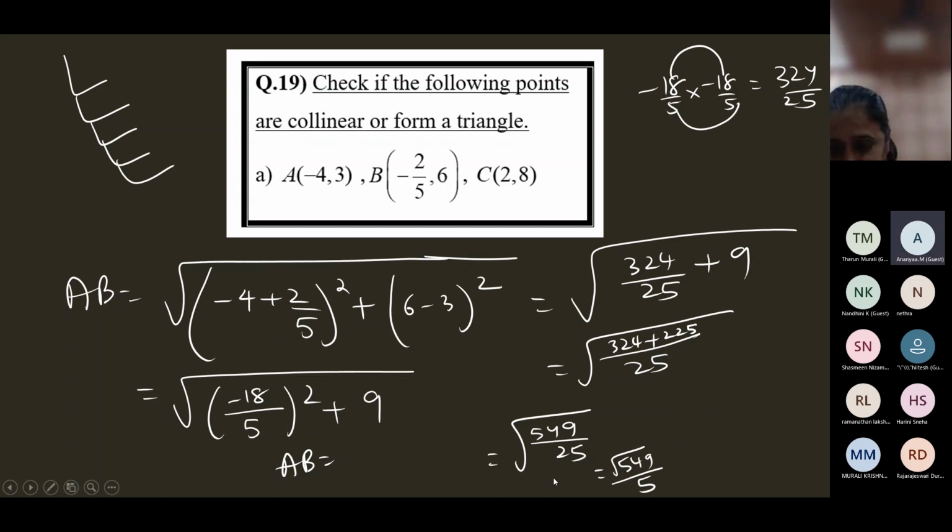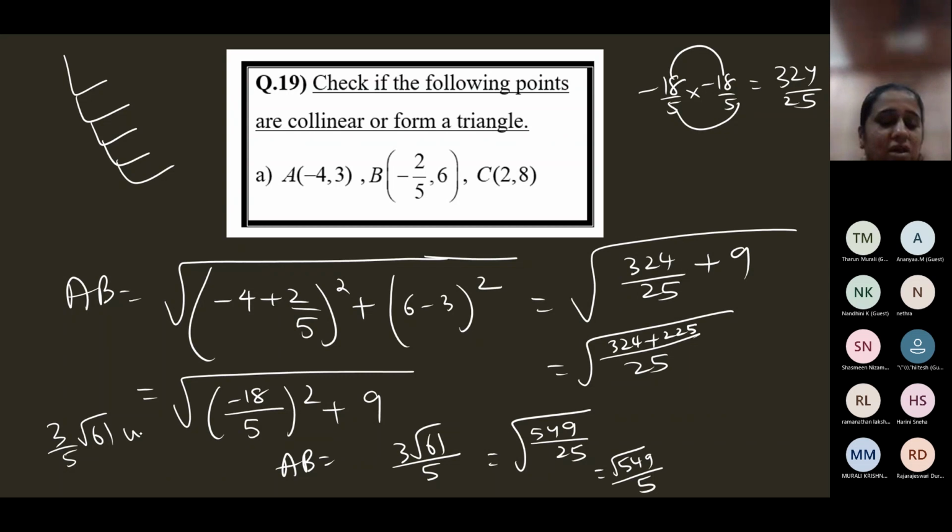3 root 61 by 5. Okay, Ananya. Louder, Ananya. 3 root 61 by 5. Very good. So this is nothing but 3 by 5 root 61, correct? Yes, ma'am. 3 by 5 root 61 units. Looks correct. Very good. Yes, please proceed. Good, Ananya. So find BC, class. So this is right, 3 by 5 root 61.